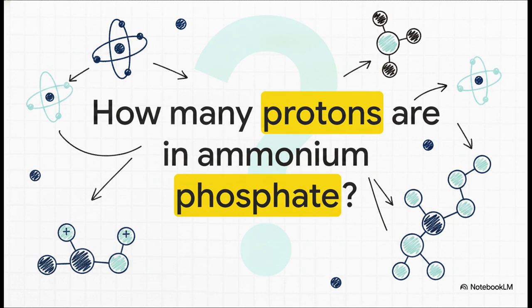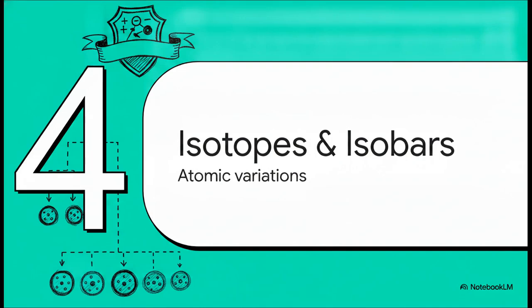That's 11 inside the parentheses. Multiply that by 3, you get 33. Then add the 15 protons from phosphorus and the 32 protons from the 4 oxygens. Add all of that up, and you get exactly 80 protons in one single molecule. Section 4.